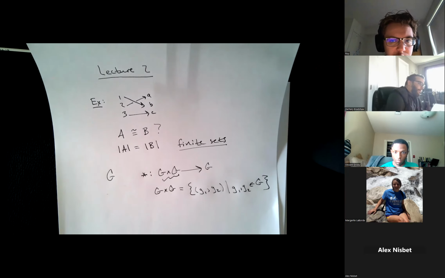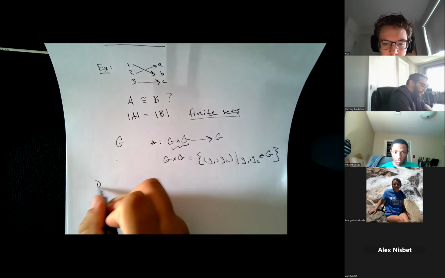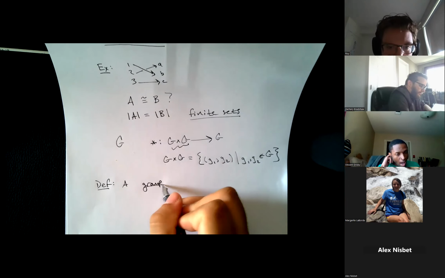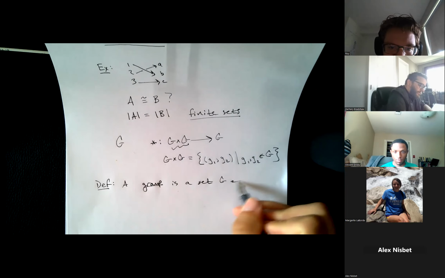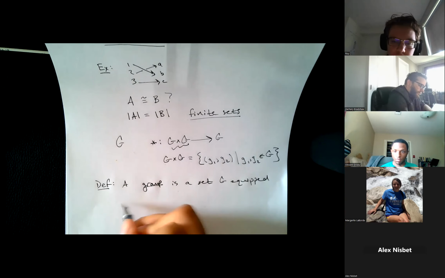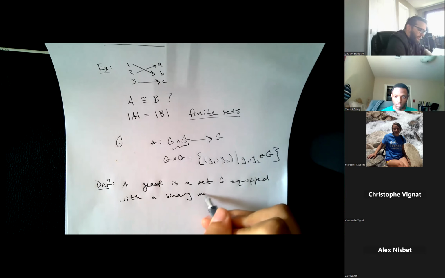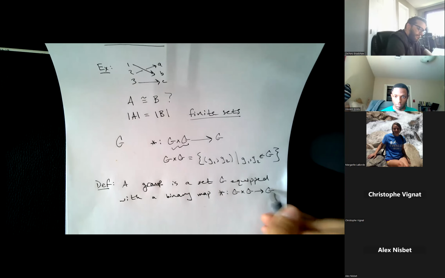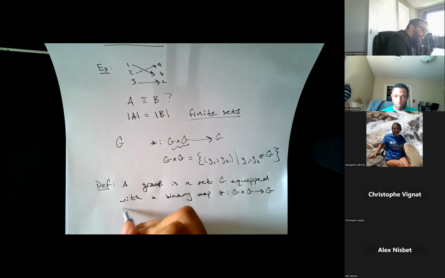Okay, so the first thing we should do is define what exactly a group is. A group is a set G equipped with a binary map, which we'll call star. Some people call this a binary operation. That's fine too. It must satisfy three properties.